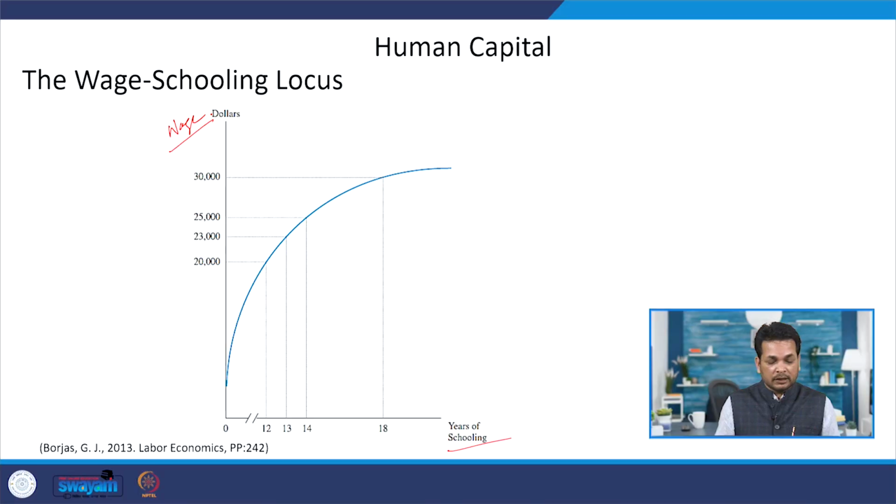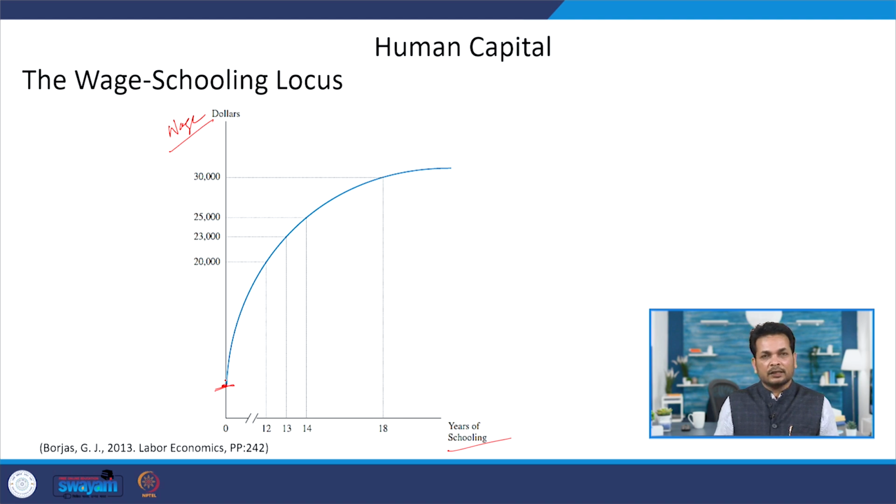So, we can explain this Wage-Schooling Locus through this graph. On the x axis we have taken the number of years of schooling, and on the y axis we have taken the wage rate, measured in dollars. Even if the worker has no educational attainment, the educational level is 0, he has some level of wages. So, it starts from a point on this y axis.